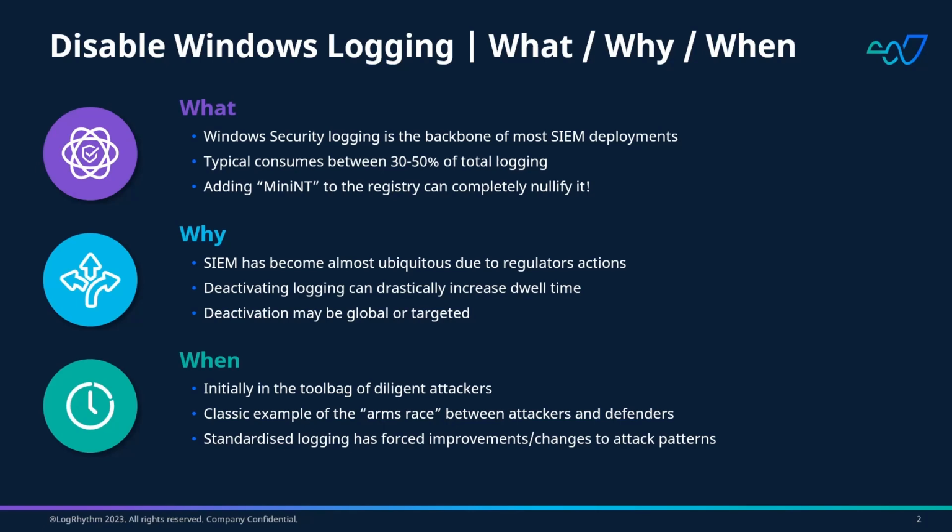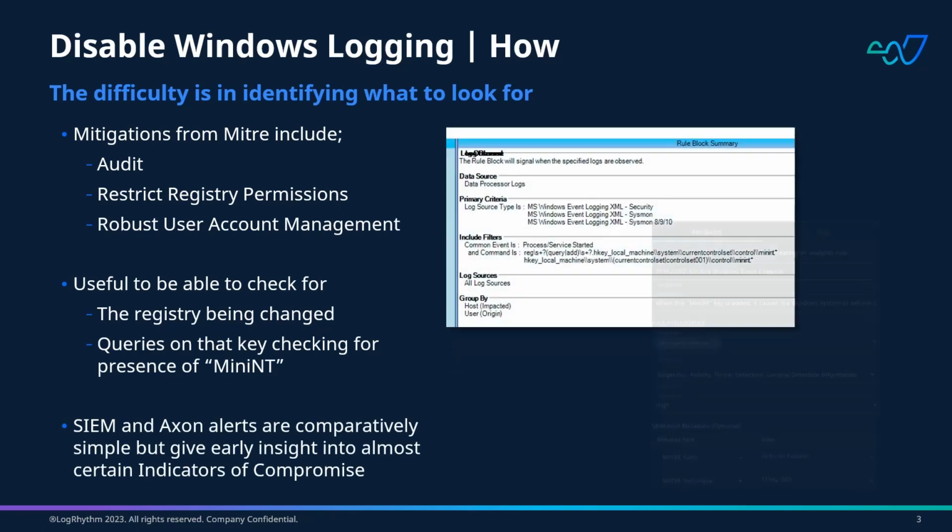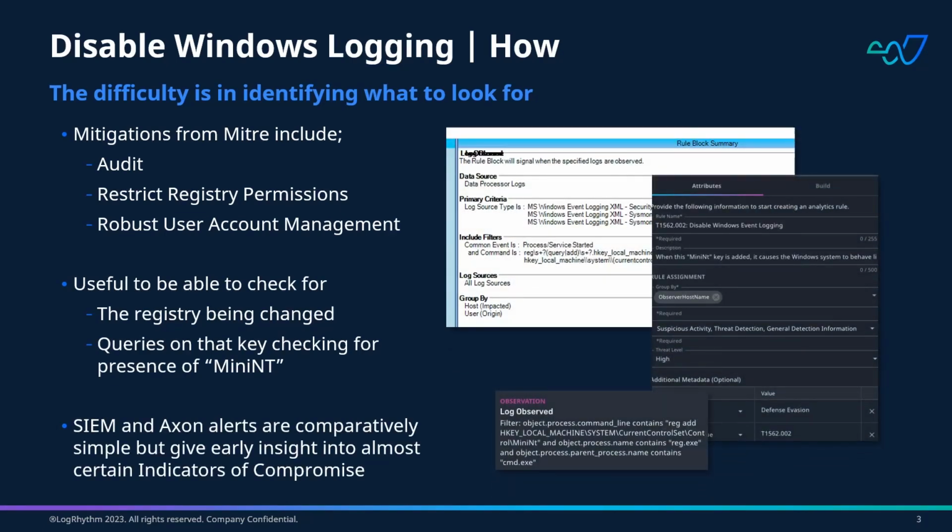As with most log monitoring rules in a SIEM, creating the rule is not necessarily the difficult bit. Understanding the problem and mapping out possible detection routes is. In this instance, the Copilot team have developed a rule for both SIEM and Axon that looks for the specific command that you need to run to update the registry with the MiniNt suffix.